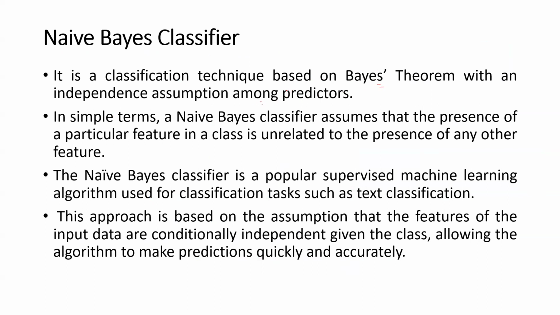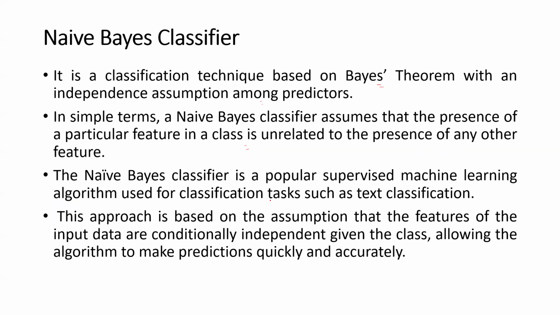So in simple terms, we can say that a Naive Bayes classifier assumes that the presence of a particular feature in a class is unrelated to the presence of any other feature. For example, if a fruit is round, the color is red, and the shape is spherical, then we can say that the fruit belongs to the apple class. Even though all these features depend on one another, Naive Bayes treats those features as independent. That is the Naive assumption. That's why this classifier is called a Naive Bayes classifier.